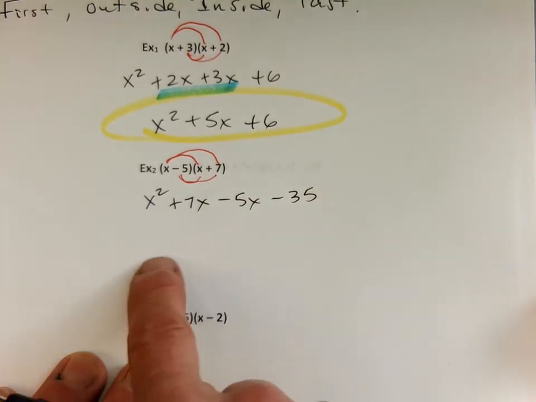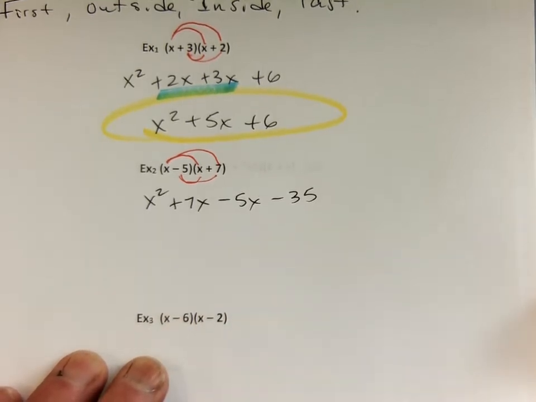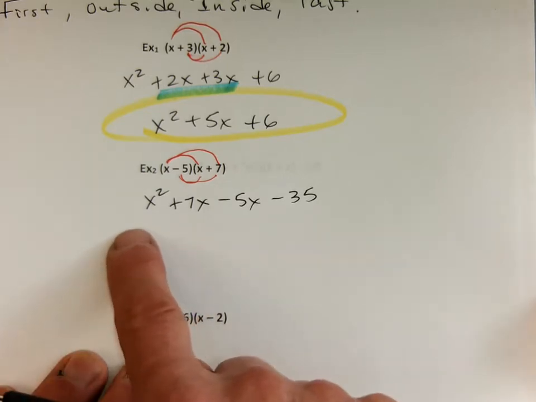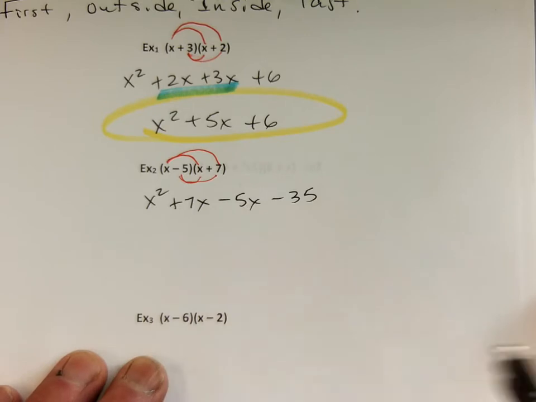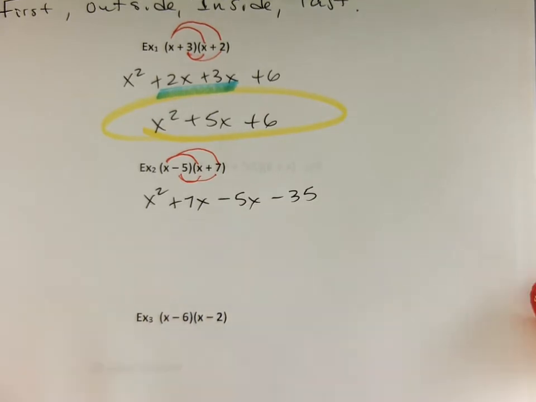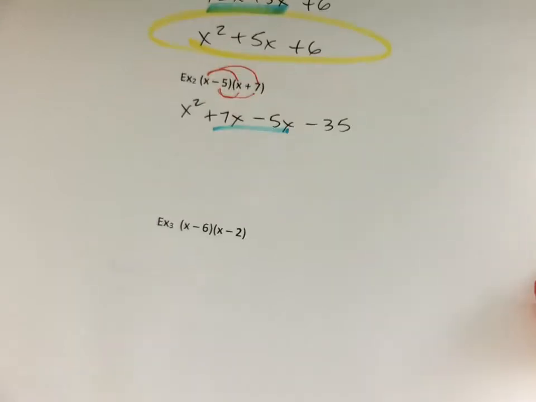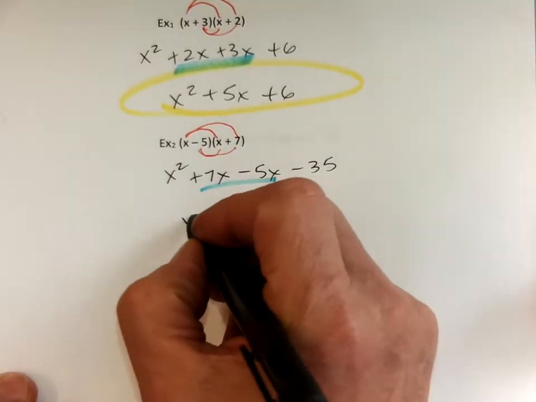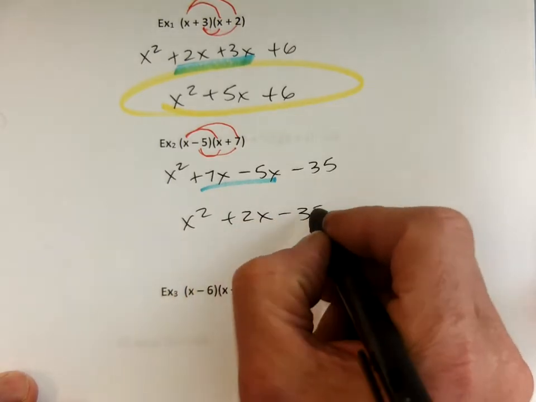Everybody get at least to here? Did everybody get to here? I'll wait for you. Okay. Hopefully you have x squared plus 7x minus 5x minus 35. Now Grace, you're right, there's one more step. We can combine these two because they're the same. And I should have an answer of x squared plus 2x minus 35.